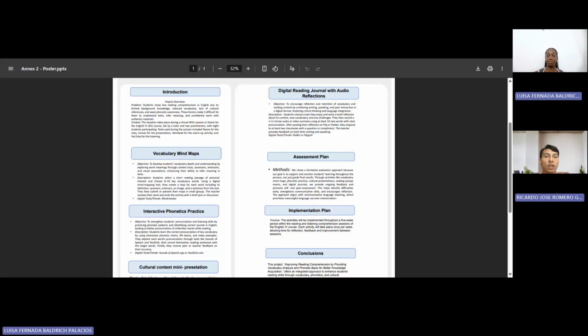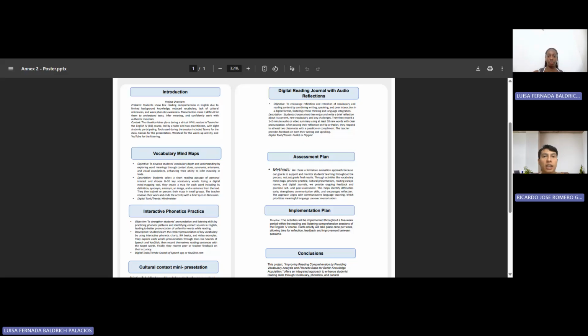These five activities were implemented over a period of five weeks. That was the plan. And the good thing is that they use digital tools such as MindMaster for the mind maps, Canva for the presentations, same as Genially. Also YouTube, Wordwall, and Teams to record the sessions.